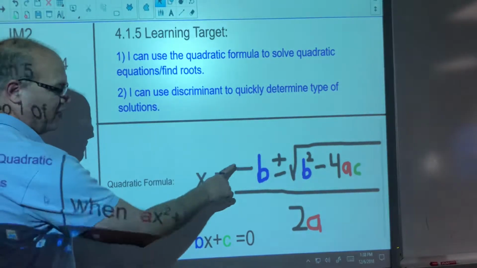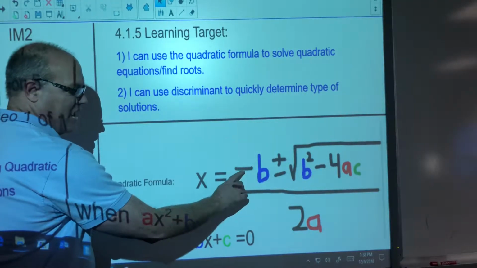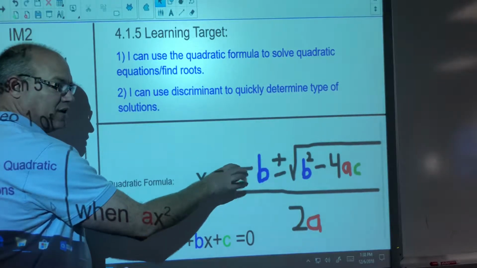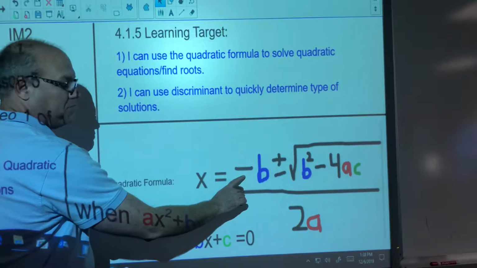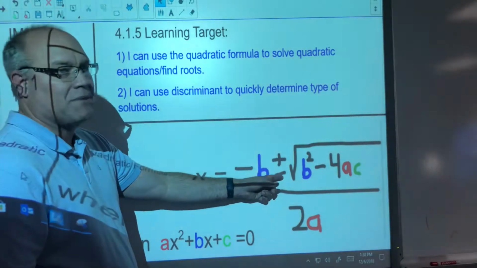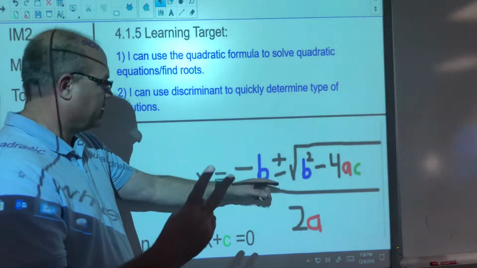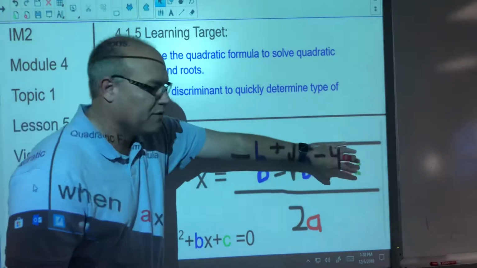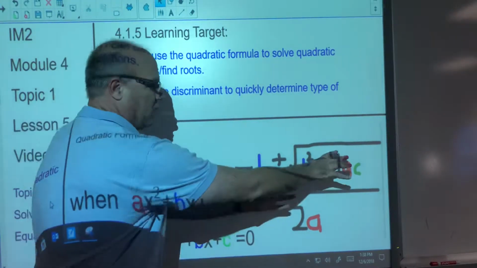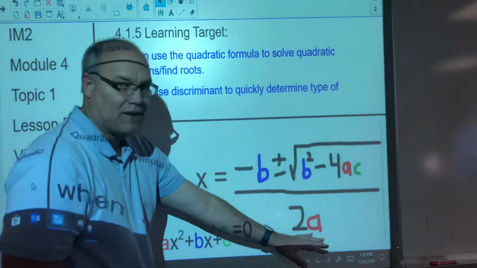So a couple things here. This is opposite of b, so that's the negative b. So if b is 7, it will become negative 7. If b was negative 7, it becomes positive 7. That's going to change the sign. Plus and minus means there's two solutions, right? It's going to be this value plus whatever's over here divided by this. It's going to be this value minus whatever this turns out to be divided by this.